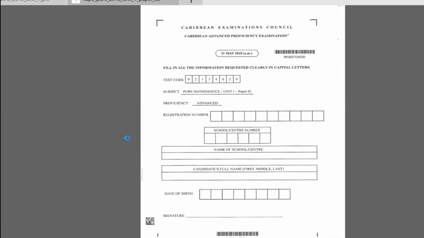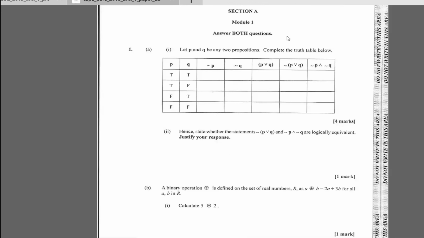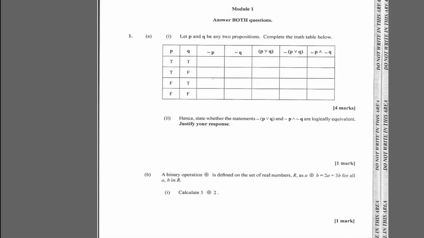Today we're going to be going through the 2019, 2018 Unit 1 paper for pure mathematics. All right, so let's get into it straight away. It says, let P and Q be two propositions. Complete the truth table. So very easy question.